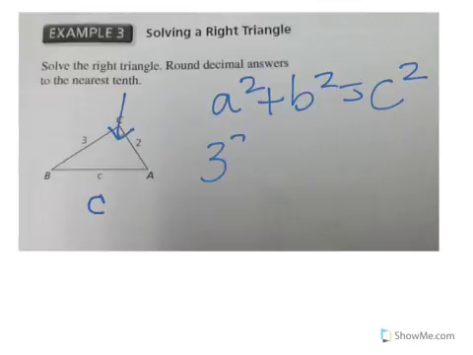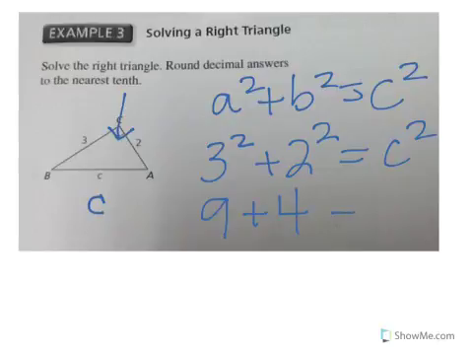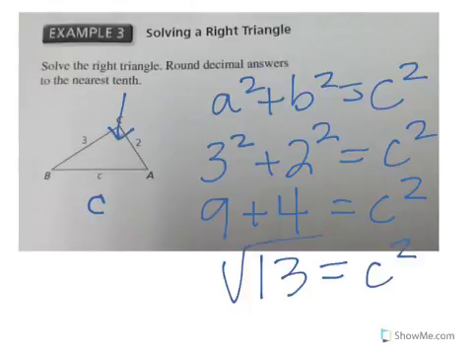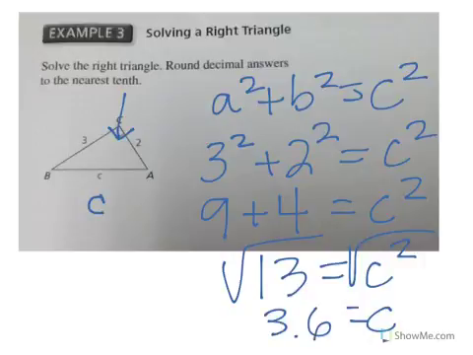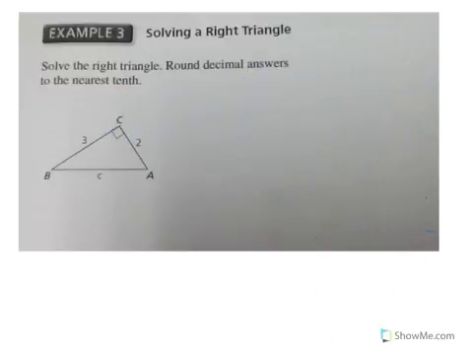So I can do 3 squared plus 2 squared would equal our c squared. We know that this is 9 plus 4 would equal our c squared. So we would get 13, but then at the end we have to take the square root of 13. So our c, that other side, would end up being 3.6. So now we know that this side is 3.6.